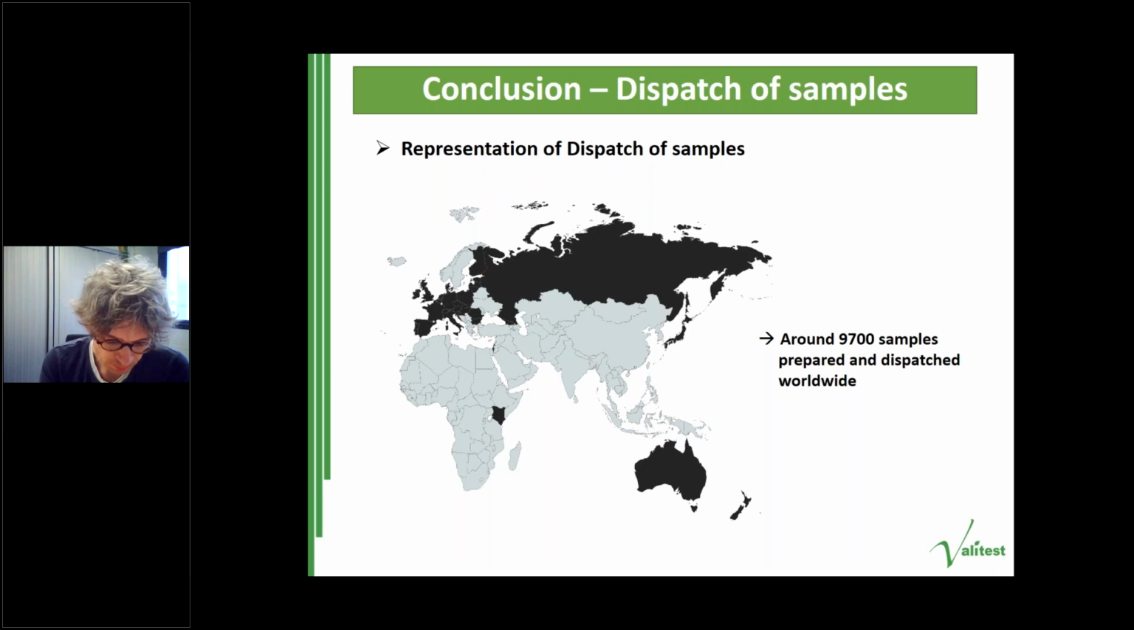So in conclusion, actually, some of the partners already had experience in organizing TPS at the beginning of the project, but we've all learned together how to improve this process, and it is the reason why today we are willing to share this experience. But I think the best conclusion we can give is that during the project, around 9,700 samples have been prepared and dispatched worldwide.